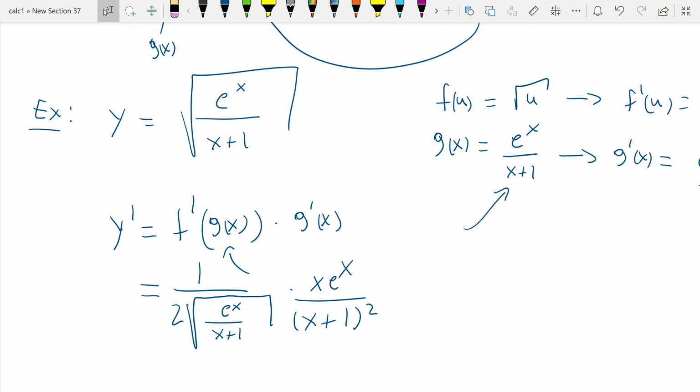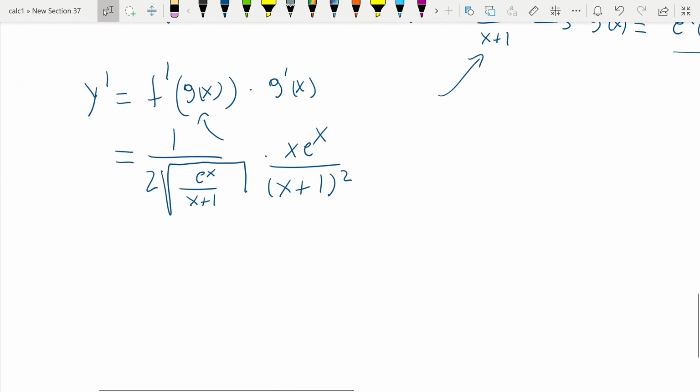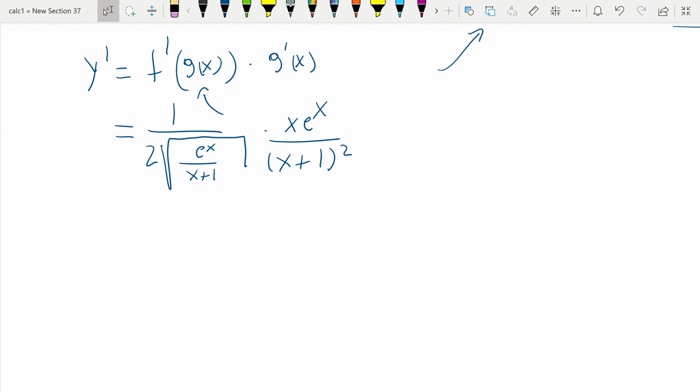And that's what we're going to be doing soon after. All the important applications are contained in section 3.8, which we'll try to get to kind of quickly.